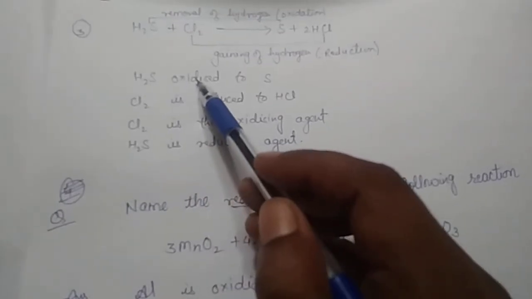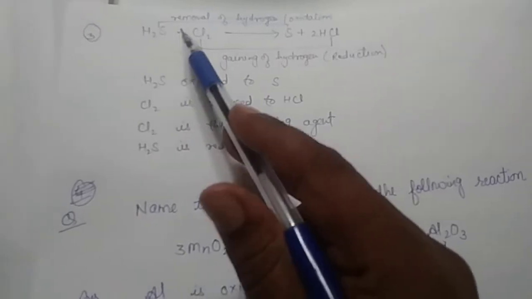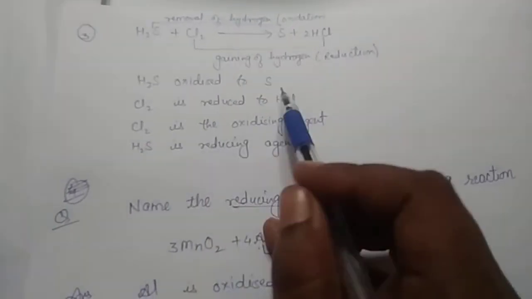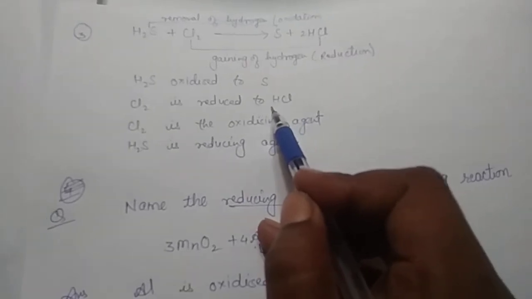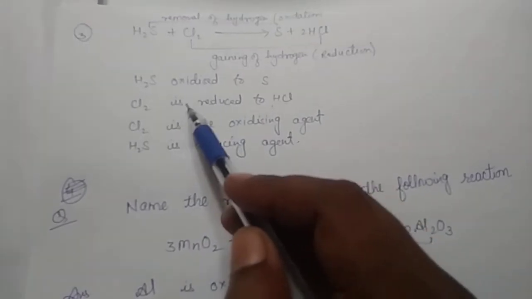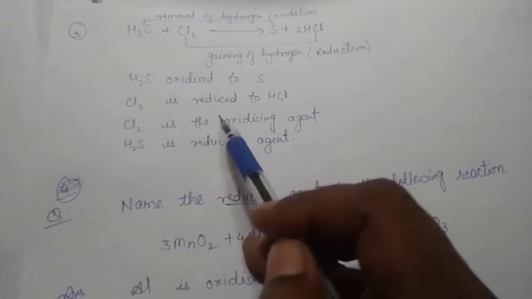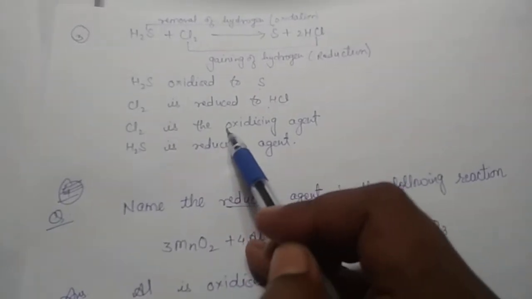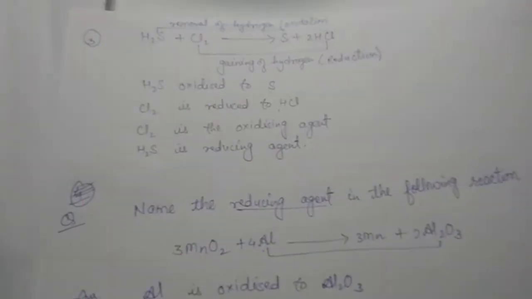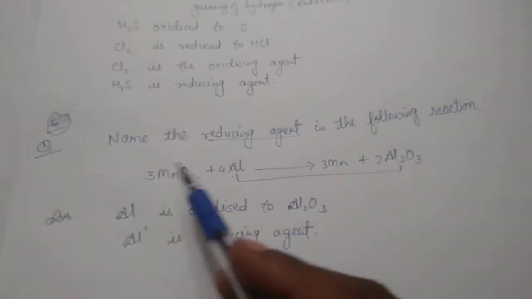Hydrogen sulfide is oxidized to sulfur. Clear, children? And chlorine is reduced to hydrogen chloride. Clear? Chlorine is the substance which gets reduced, so it will be the oxidizing agent, and the substance which gets oxidized will be the reducing agent. Let's try to solve these questions.